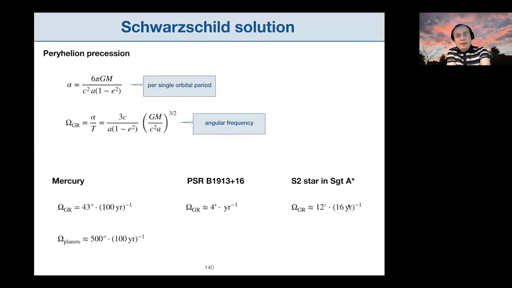Okay, that's all. This is all about perihelion precession. Now the next topic I wanted to cover is the Schwarzschild solution and black holes. So let's go back to our notes.